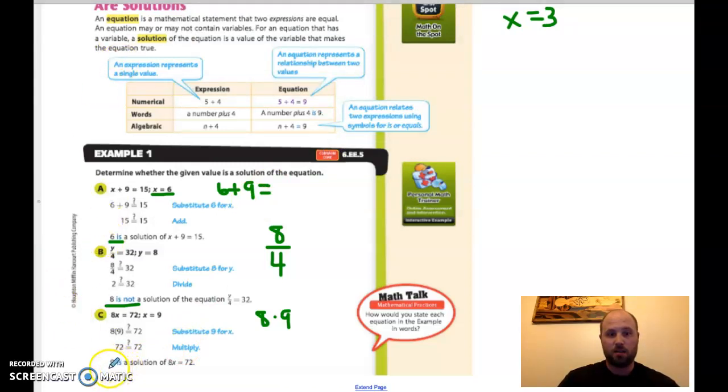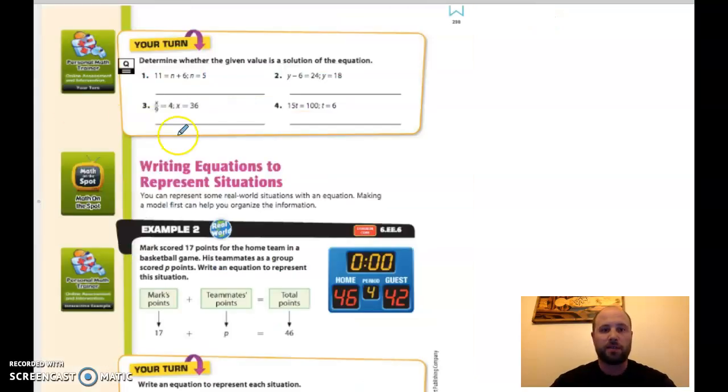So 9 is a solution. Okay, so that's what we're looking at here. We're trying to decide whether or not a given value is a solution. GoMath's going to give you a value, or I'm going to give you a value. You need to tell me whether it's a solution. All right, so let's go to the next page.